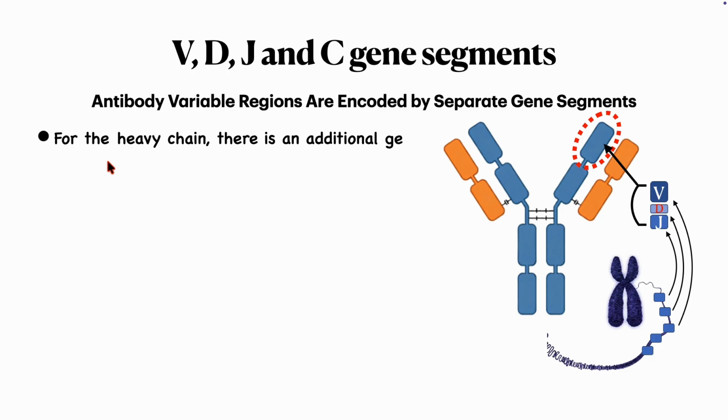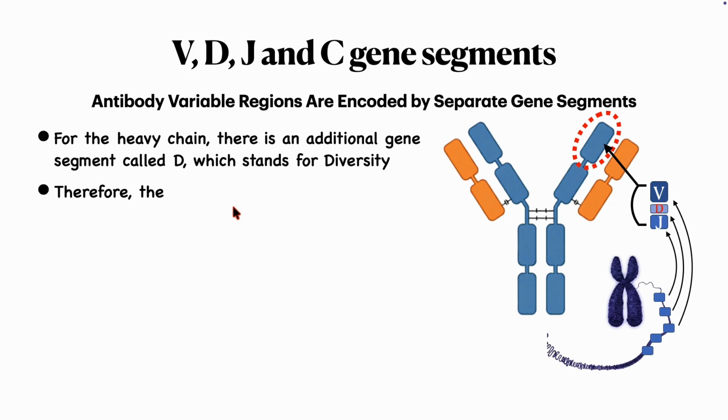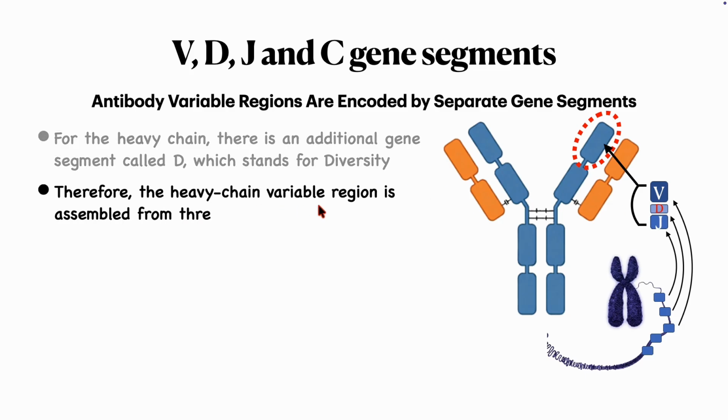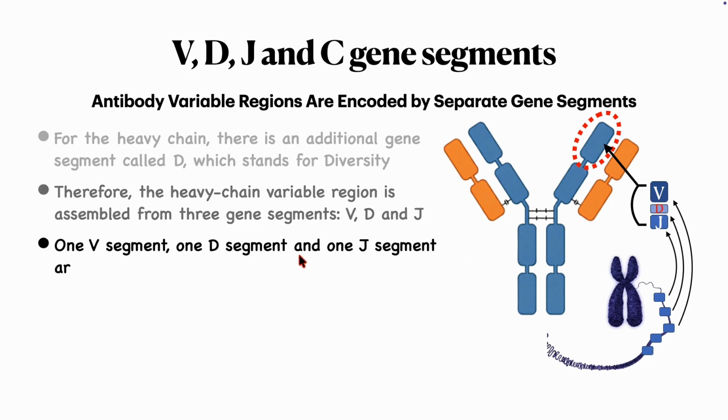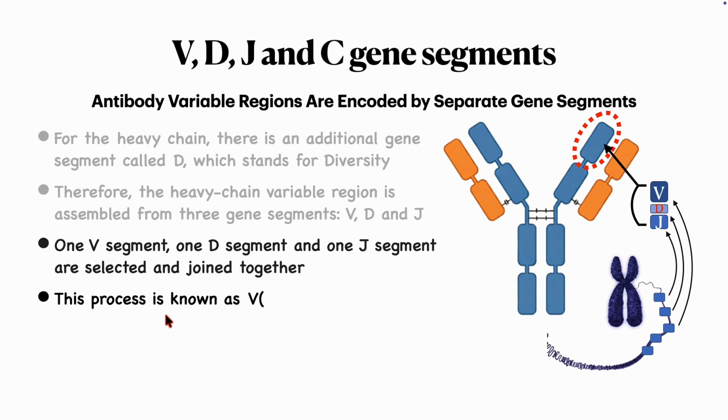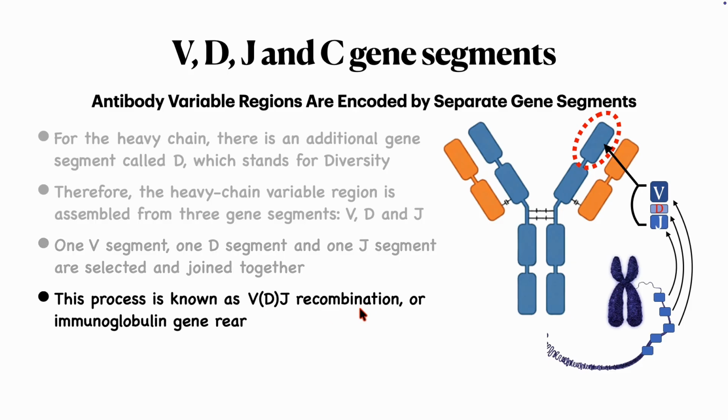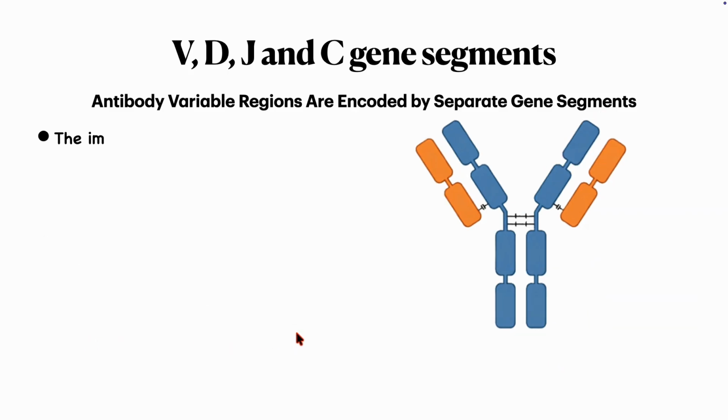For the heavy chain, there is an additional gene segment called D, which stands for diversity. Therefore, the heavy chain variable region is assembled from 3 gene segments V, D, and J. One V segment, one D segment, and one J segment are selected and joined together. This process is known as VDJ recombination or immunoglobulin gene rearrangement.